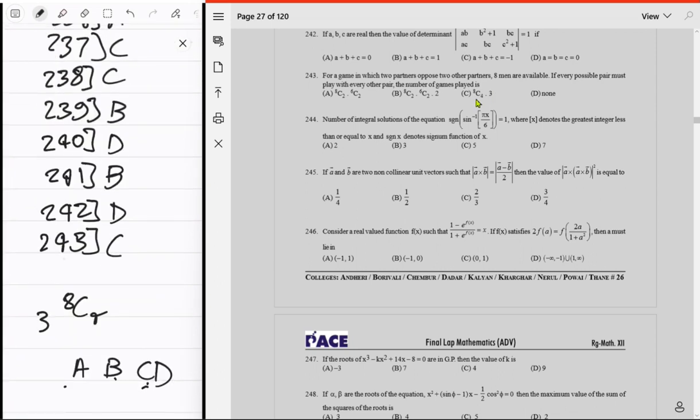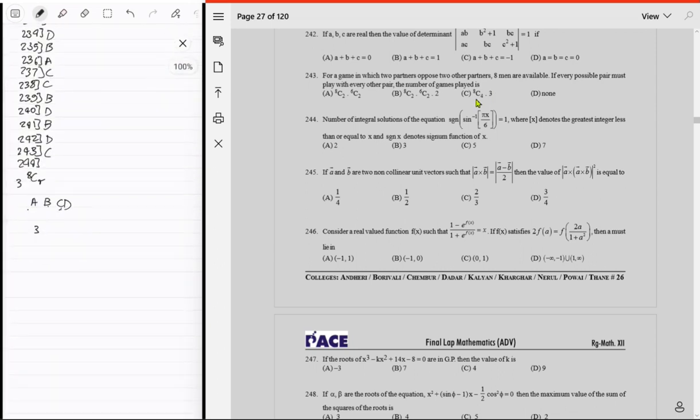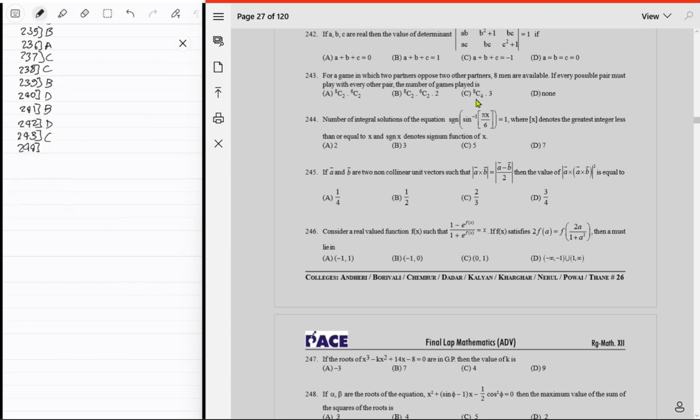Next question, 244. 244 is: number of integral solutions of the equation, where the bracket denotes the greatest integer less than or equal to x, and signum of x denotes the signum function, is... So signum of this is equal to, like this is positive basically. So sin inverse of pi upon 6 is like positive. That means ये जो चीज है, this should be positive, right? And, okay, this is in sin inverse, which means it's either zero है या फिर... zero won't work. It can only be one in that case. So right, it has to be one.